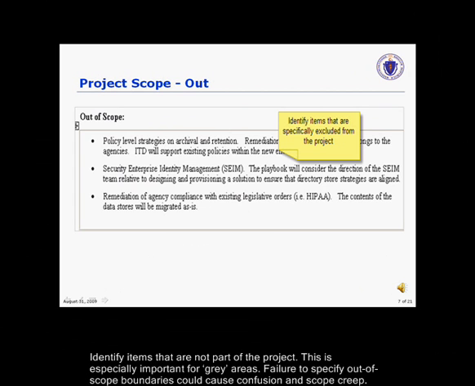Out of scope. Identify items that are not part of the project. This is especially important for gray areas. Failure to specify out-of-scope boundaries could cause confusion and scope creep.